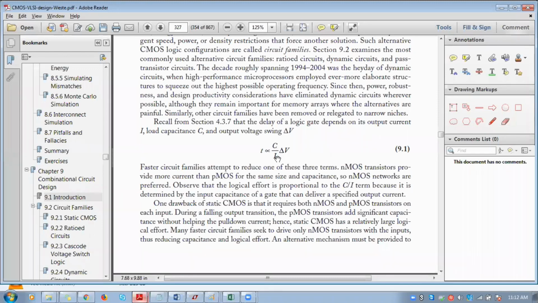So initially, the C by I ratio: as the capacitance value increases, the delay or switching time also increases. So that's why in many circuit families, we will be trying to reduce the capacitance. As the capacitance value reduces, consequently our logical effort, what we have seen earlier, also will be reduced. In case of moving from one technology to another, we will be trying to reduce input capacitance.